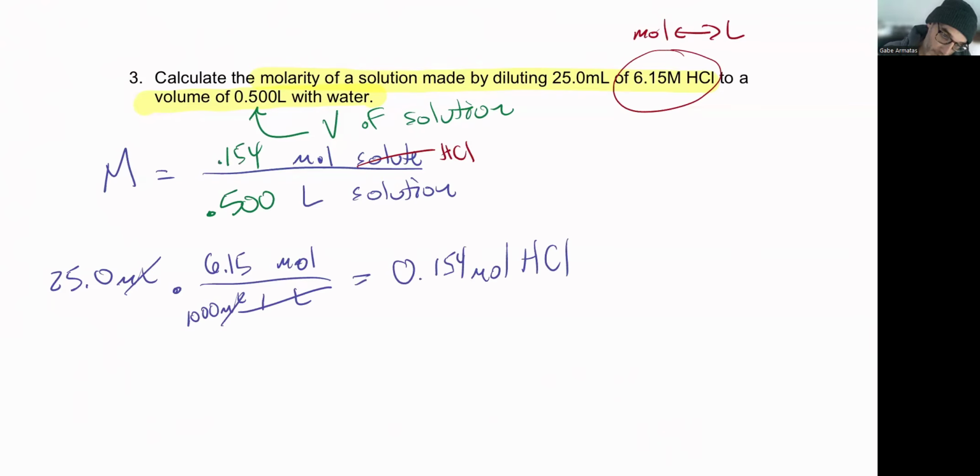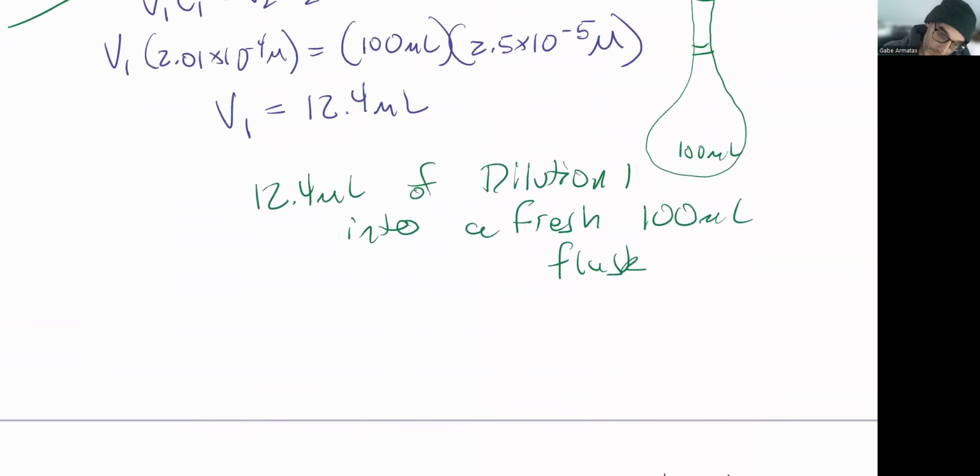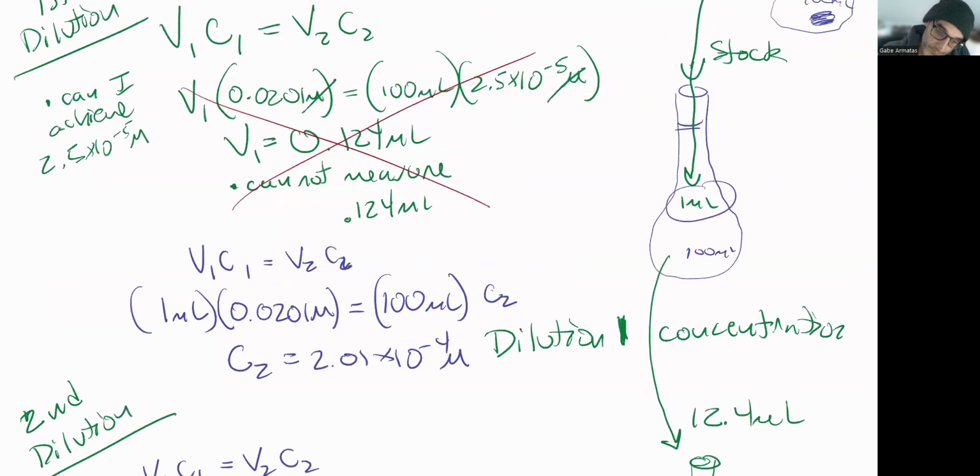Well, that moles of HCl, we can plug it into our molarity, 0.154 moles per half a liter. That is equal to 0.308 molar. There we go. There's the answer. Let me highlight the answers here. Boom.